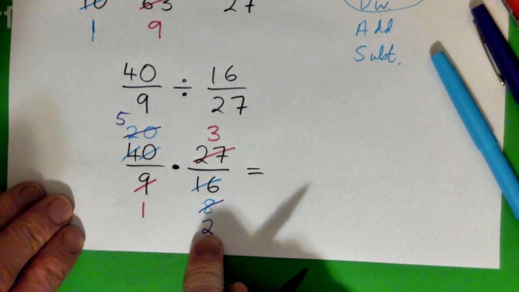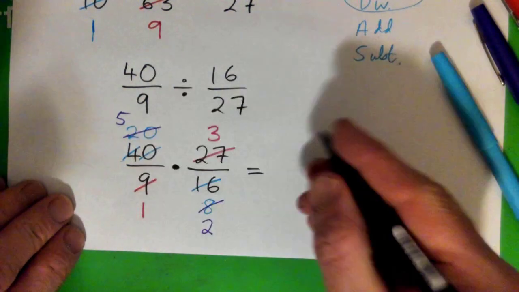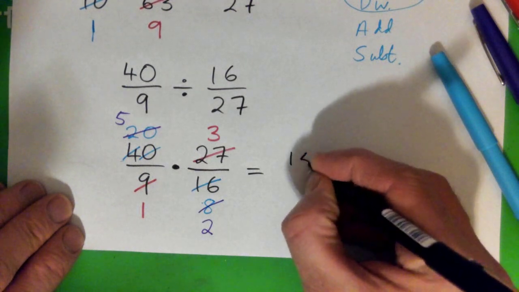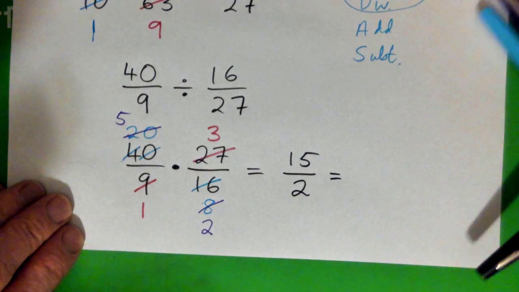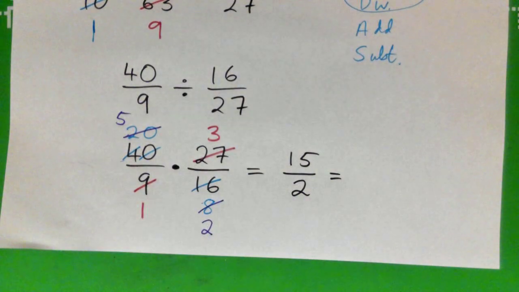So now you've got on the top 5 times 3 over 1 times 2, right? So 5 times 3 is 15, over 1 times 2 is 2. So 15 over 2, 15 halves, and let's write that as a mixed number for fun.